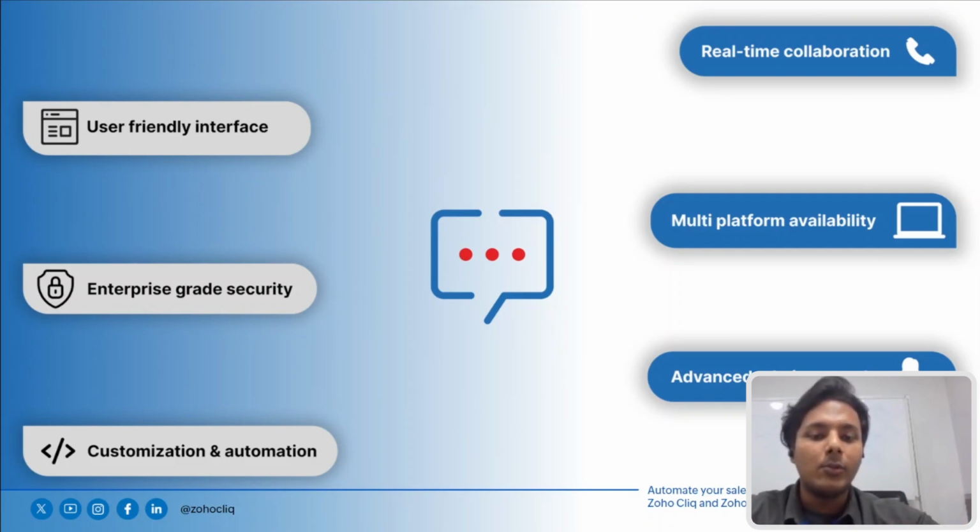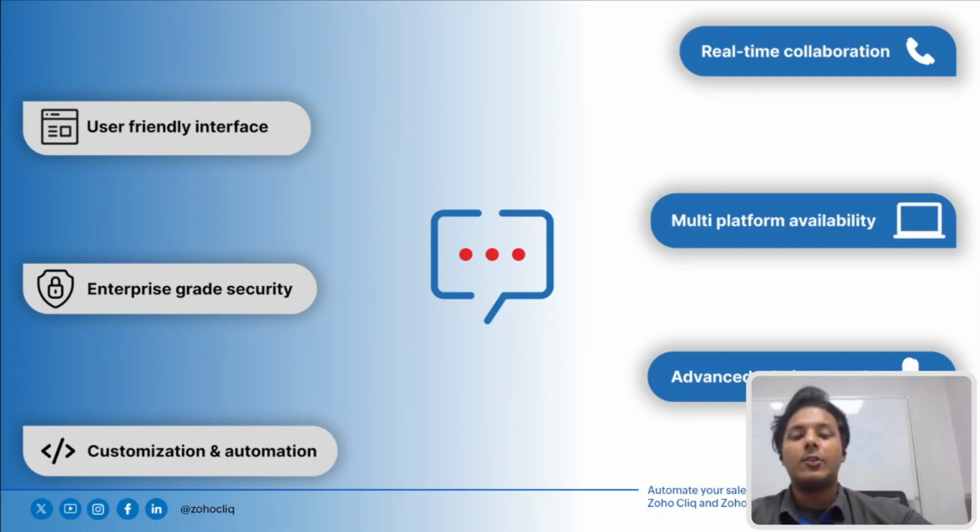Zoho Cliq is a powerful tool that helps your team communicate instantly, whether it's through real-time messaging, audio calls, or even video meetings. It keeps your team connected so that important updates and discussions happen without delay. What makes Cliq stand out is its clean, intuitive design, which means anyone can get started quickly without a steep learning curve. And the best part, it works across all devices: desktop, mobile, tablet, and even a TV, so your team can collaborate from anywhere.